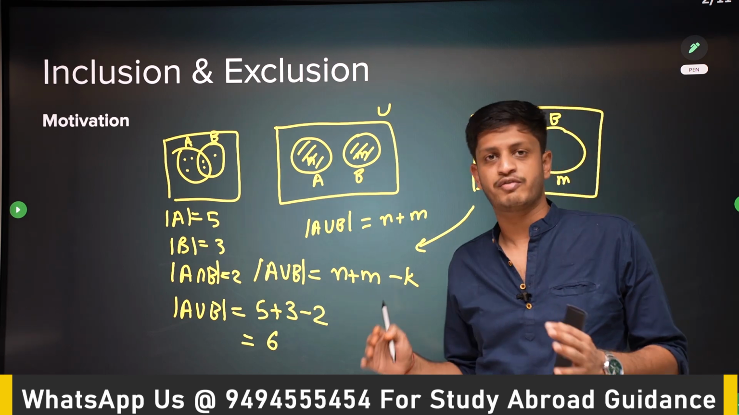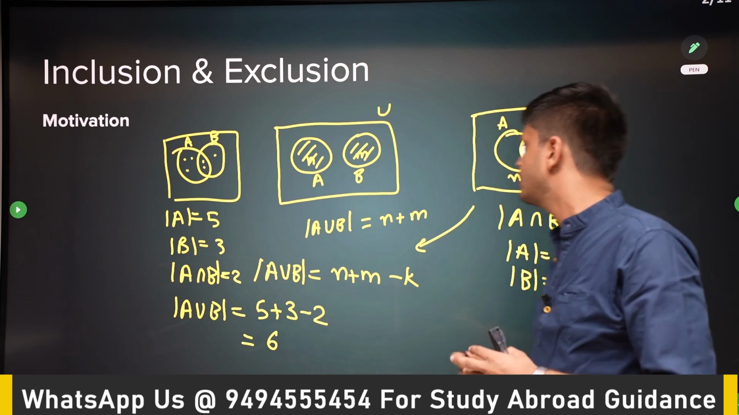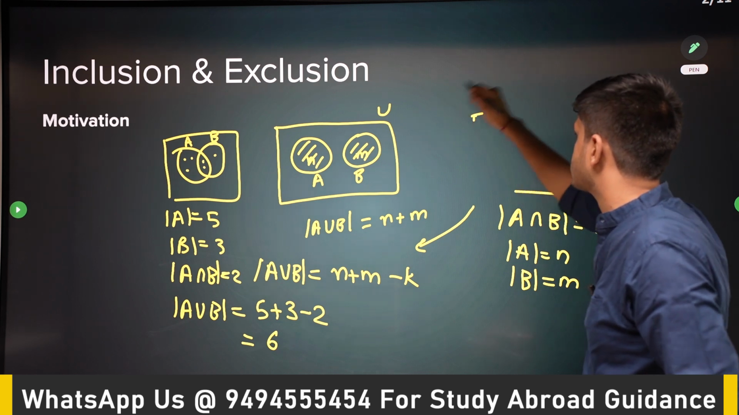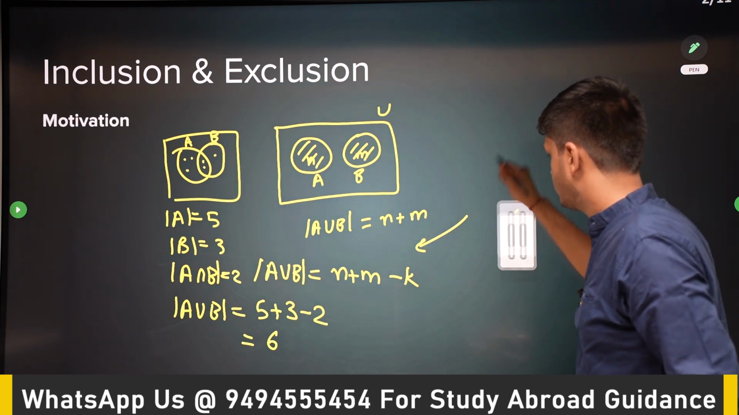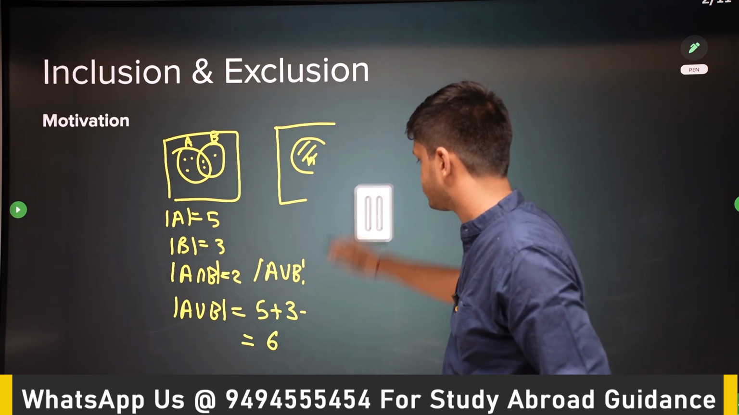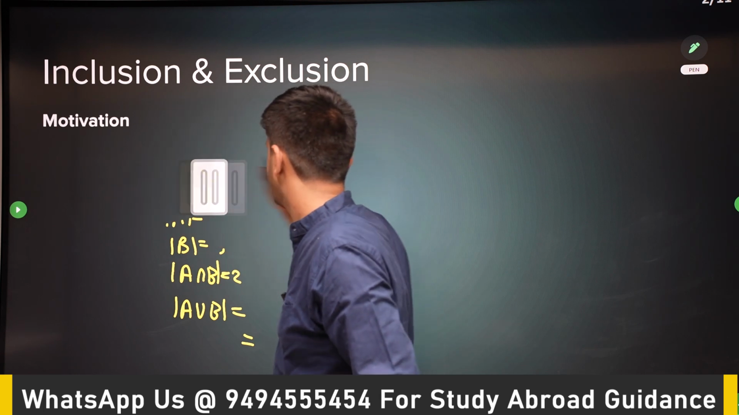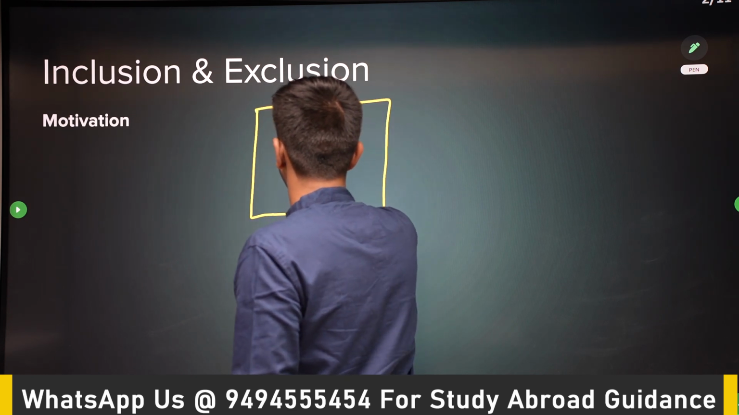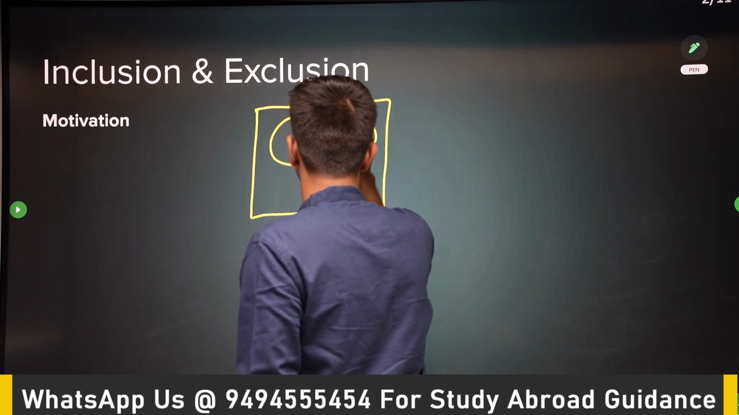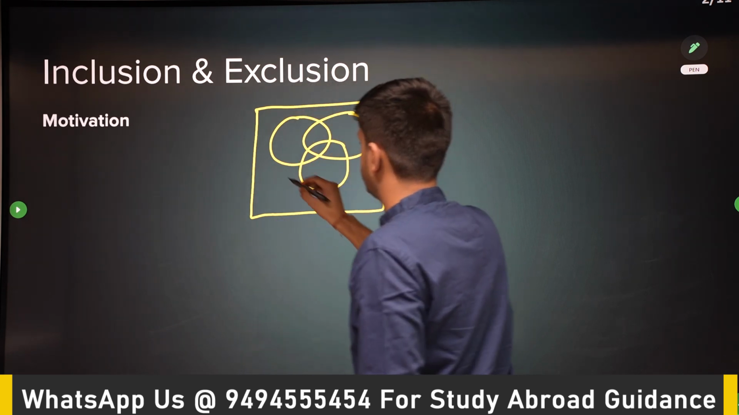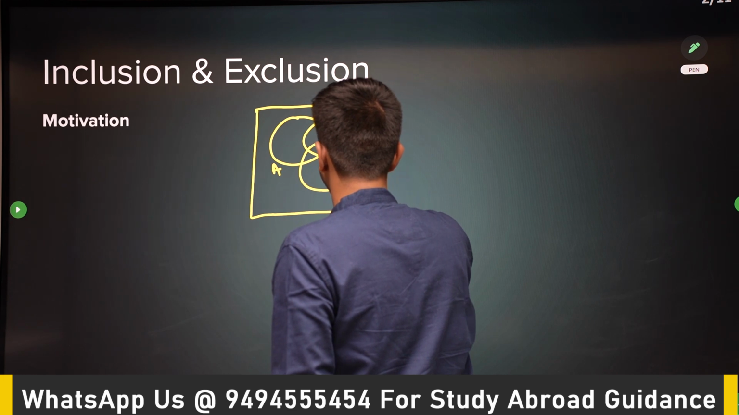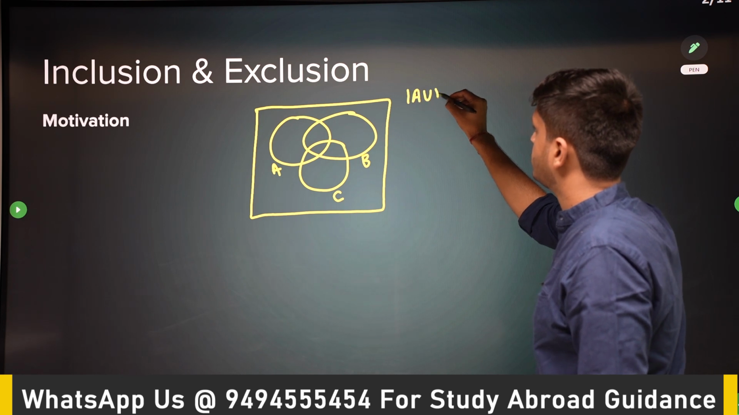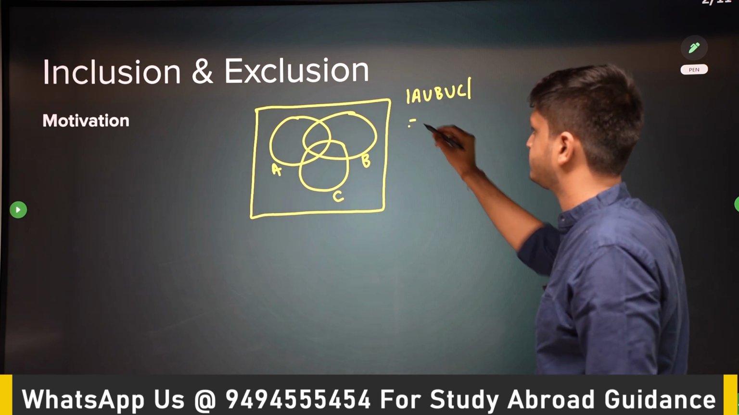But if you are only excluding, why are we calling it inclusion-exclusion? That will become clear when we see more sets. Let us take 3 sets now. This is my set A. The cardinality of A union B union C will be what? Let's try to find out.